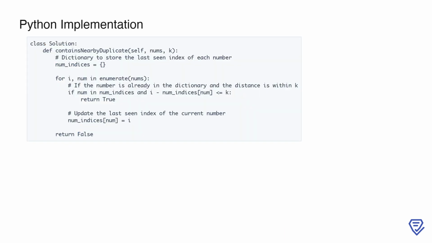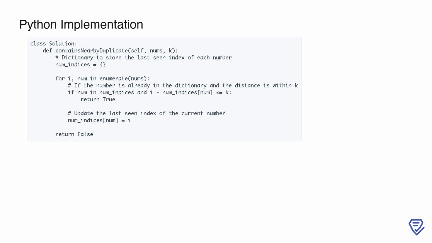This solution for LeetCode problem number 219, Contains Duplicate II, utilizes a dictionary to efficiently track the indices of elements in the input list nums. The goal is to identify whether there exist two indices i and j such that the values at these indices are equal, nums[i] == nums[j], and the absolute difference between the indices, |i - j|, does not exceed k.